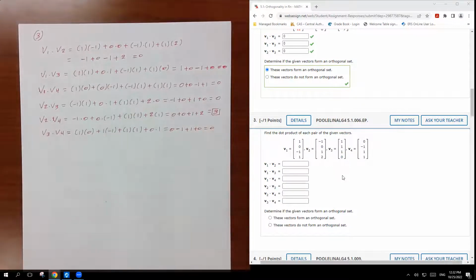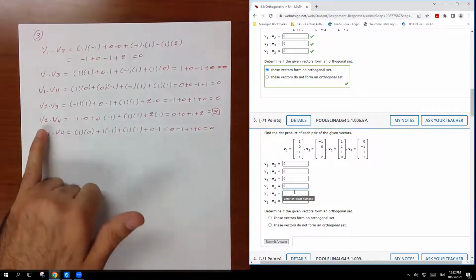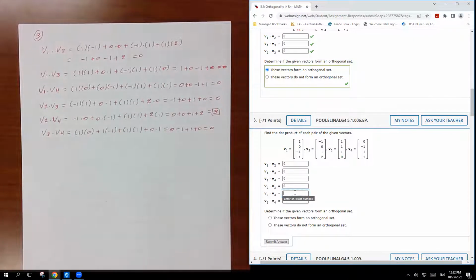So we already found the dot product between all these vectors is zero, except vector 2 times vector 4. Vector 2 times vector 4 equals 3. And this one is also 0. In this case, this is not an orthogonal set. Why? Because the multiplication of vector 2 times vector 4 is not 0. So this is not an orthogonal set.